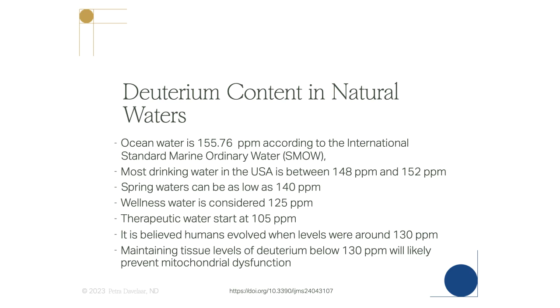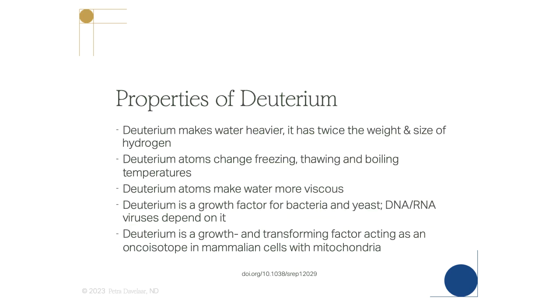The natural abundance of deuterium in oceanic water is 155.76 ppm. Most drinking water in the US is between 148 and 152 ppm. Spring waters can be as low as 140 ppm. Wellness water we consider to be 125 ppm. Therapeutic water starts at 105 parts per million. It is believed humans evolved when levels were around 130 parts per million. Maintaining tissue levels of deuterium below 130 ppm will likely prevent mitochondrial dysfunction.